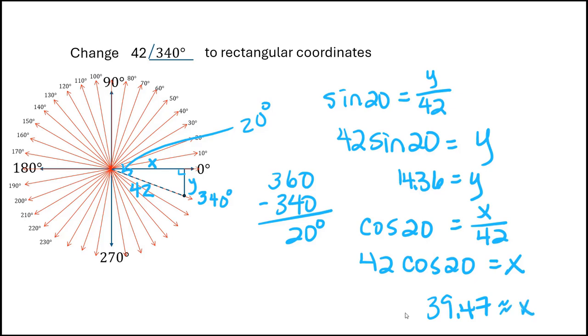And remember, now we're in the fourth quadrant. And in the fourth quadrant, x is positive and y is negative. All the points in this quadrant, you go to the right and down to get to them. So that means positive x, negative y. So our y is negative 14.36 and our x is 39.47.